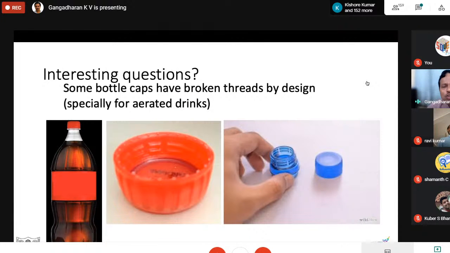I'm sure that those who are taking machine design may be using this example in the class. The interesting thing is some bottle caps have a broken thread by design, especially aerated drinks. Now, I would like some of you to answer.